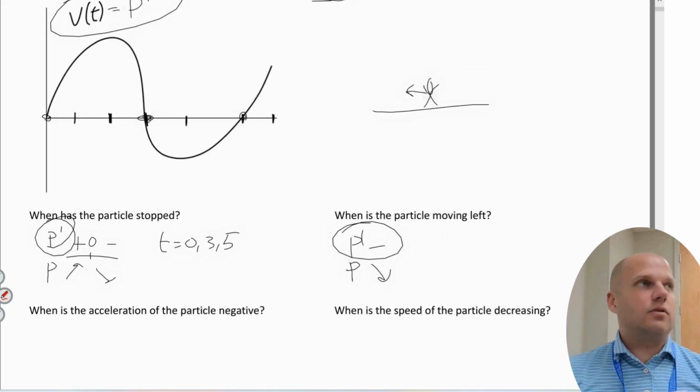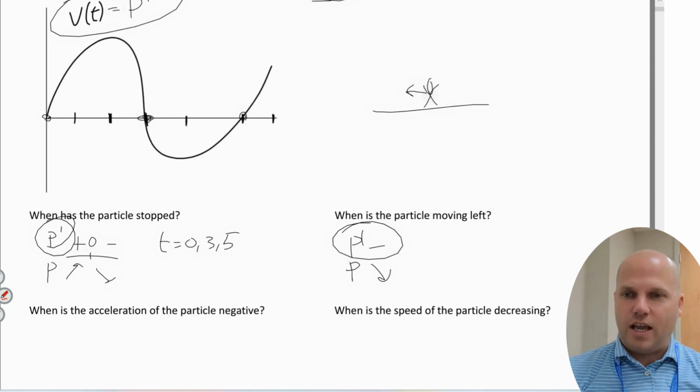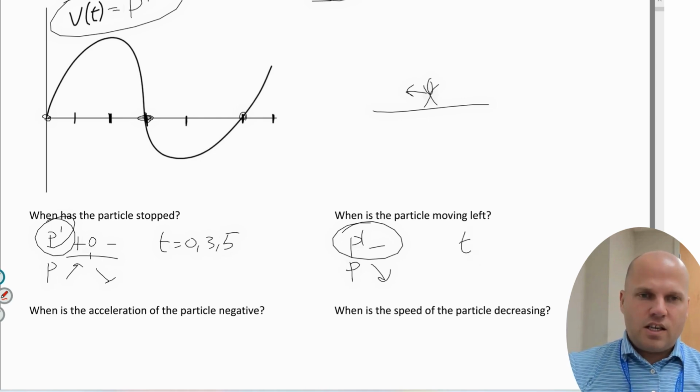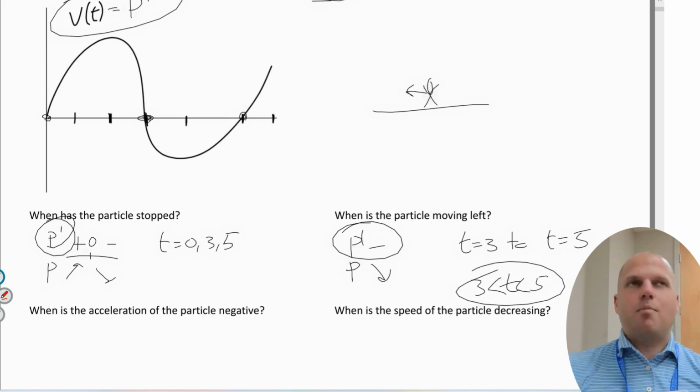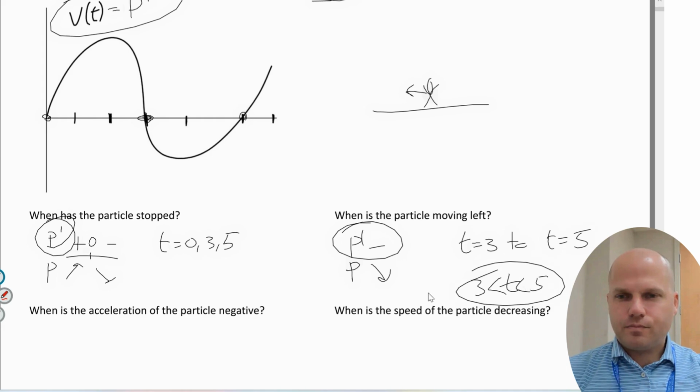This is when things get tough when I write out points. So I'm going to say when t equals 3 to t equals 5, or I could say my time value is between 3 and 5. These are not points. Sometimes when we write 3 to 5, we think of it as an x, y. So let's not do it.